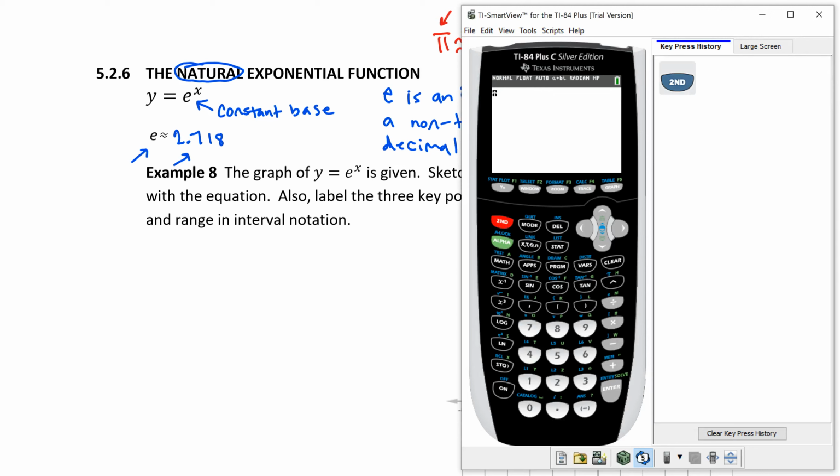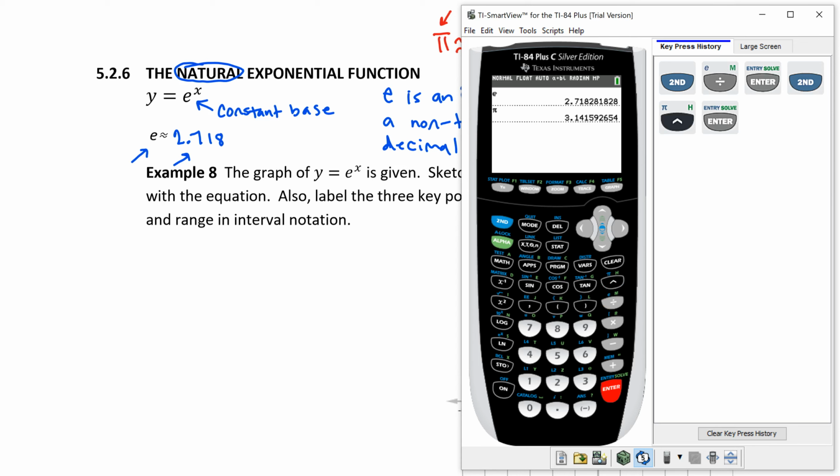You can find e on your calculator above the divide button. If you type your second button followed by the divide key, it shows the e on your home screen, and pressing enter gives you an approximation for e. You can do the same thing with pi on your calculator. Pi is located there above your caret button.